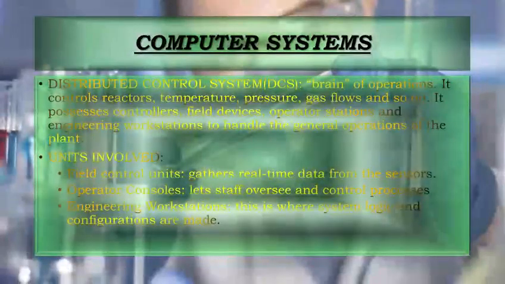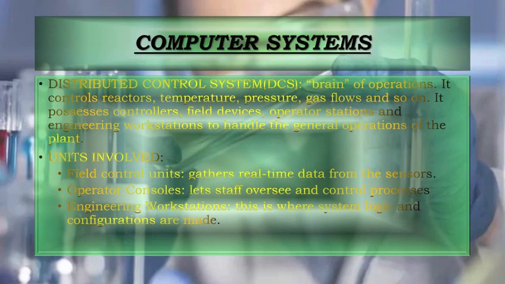In the next slide, computer systems: DCS. The brain of the plant is the distributed control system. The DCS manages everything from temperatures to gas flows. It includes field control units that collect real-time data. It also includes operator consoles for human monitoring and control. It also includes engineering workstations to set system logic and configuration. Next slide.